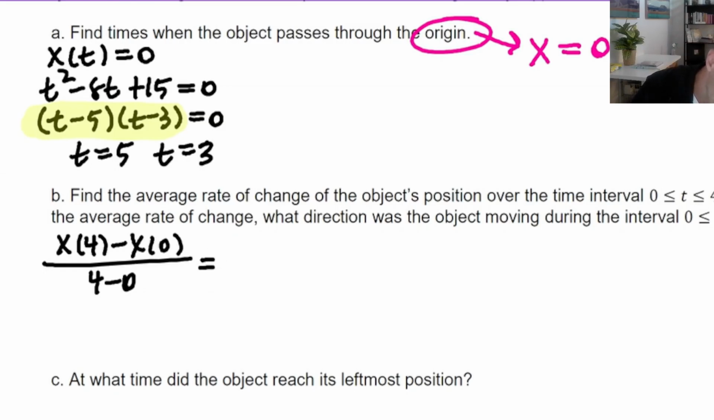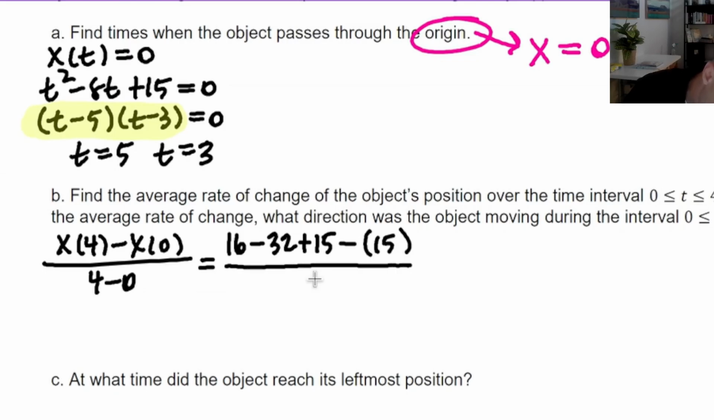So I'm going to go over here. X of 4, that's going to be 4 squared is 16 minus 8 times 4 plus 15. So 16 plus 15 is 31 minus 32. That'll be a net total of -1. Minus x of 0 is going to be 15. All divided by 4. Okay, so that was -1 minus 15 is -16 over 4 equals -4.